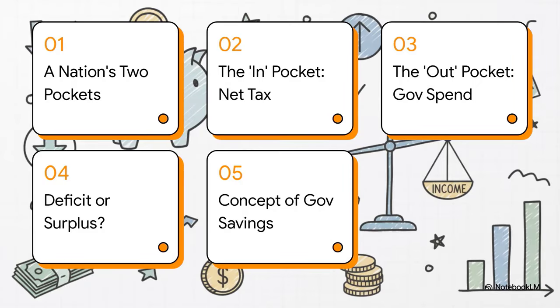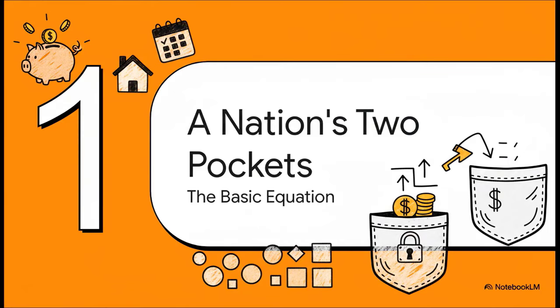We're going to imagine a nation's budget as having just two big pockets, one for all the money coming in and one for all the money going out. We'll look at what goes in each, see what happens when we compare them, and then tie it all together with this really interesting idea of government savings. All right, let's dive into part one.